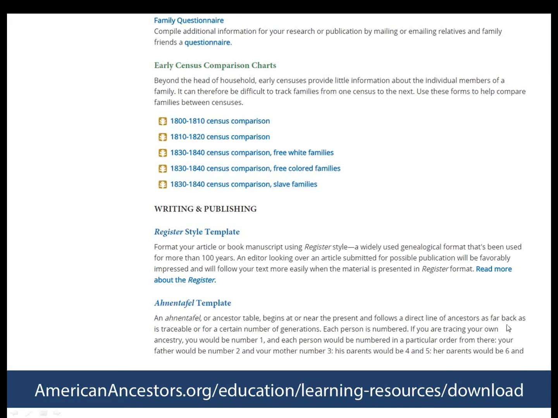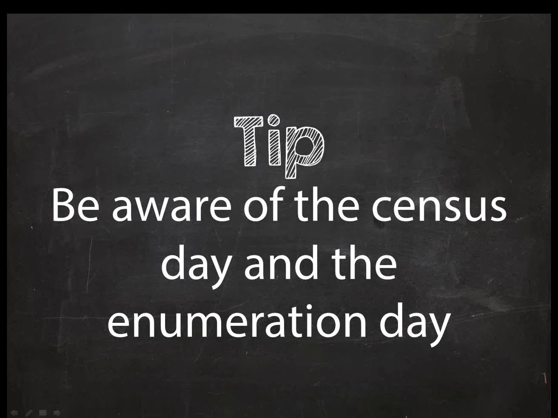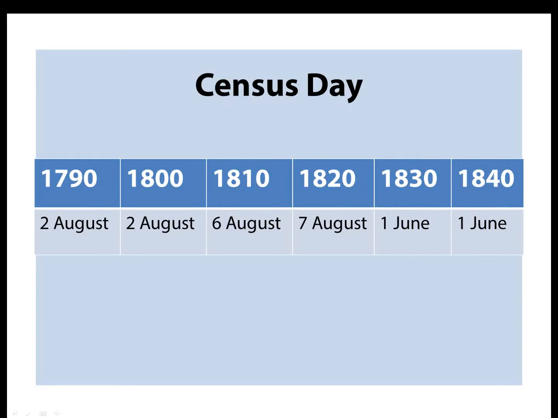So as I was saying before, it's very important to keep in mind the census day and the enumeration day. In some cases, the enumerator will indicate the day that they showed up at someone's front door. And that would be the enumeration day. The census day is the day that is established by, depending on whose office it was under, but if it was the US Census Department, they picked that particular census day. So this is just a chart showing how the census day evolved over time.